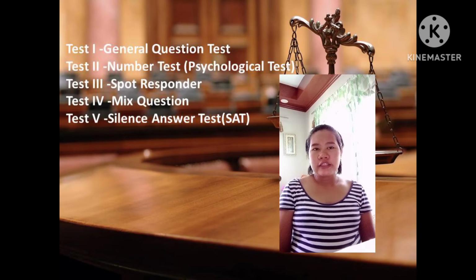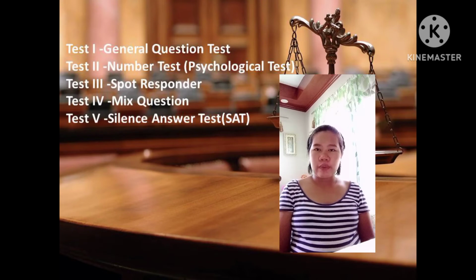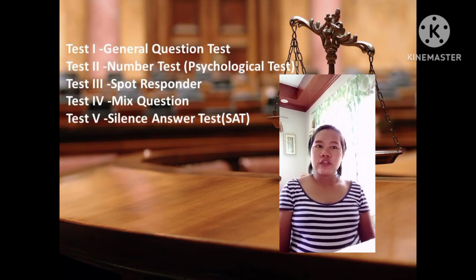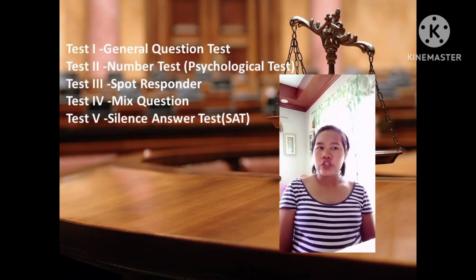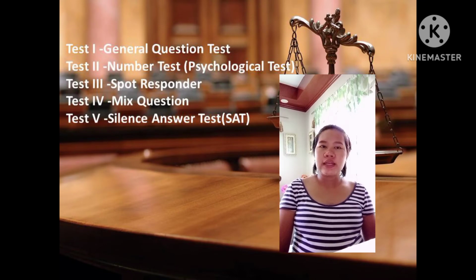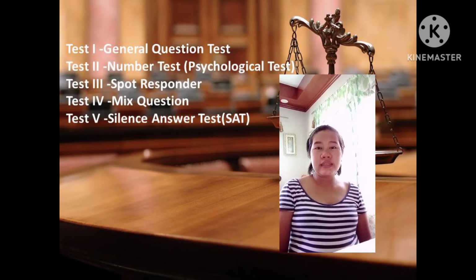The third test is the spot responder. The purpose of this test is to determine the responsiveness of the subject to the crucial question on spot responses. The fourth test is the mixed question. The purpose of this test is to compare the degree of reaction between control and relevant questions. And last, the fifth test is the silent answer test or the SAT. This is the confirmatory test.